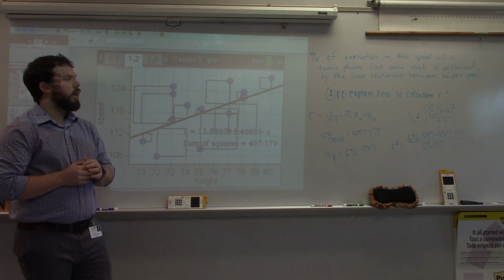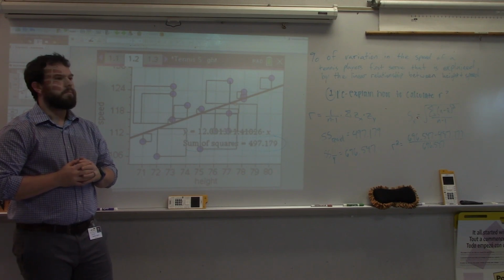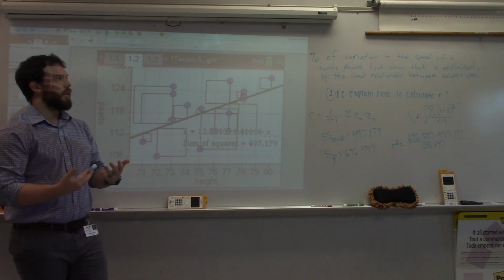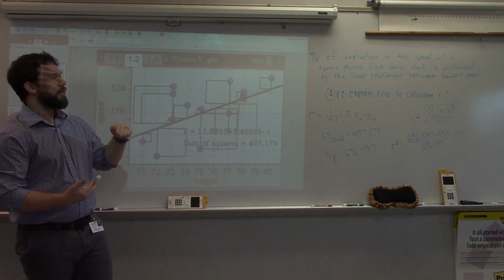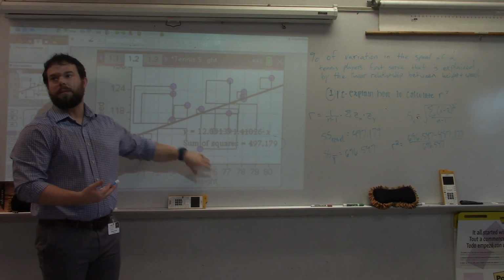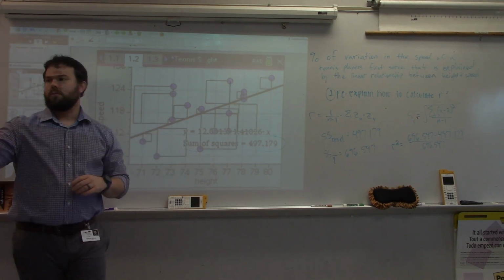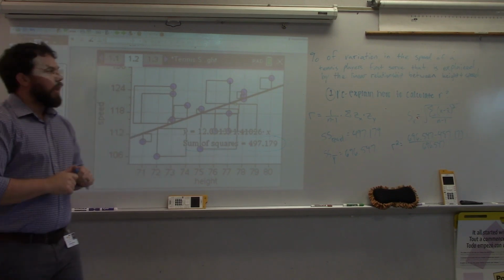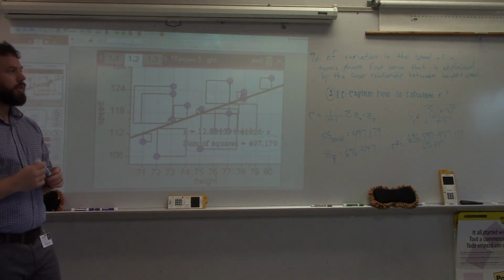So, yeah, it is the percent of variation in the dependent variable or the response variable that is explained by the linear relationship between your independent and dependent variables. So when we write it down, it always has to be in percent form. Can it ever be decimal? Yeah, I would always do a percent form.